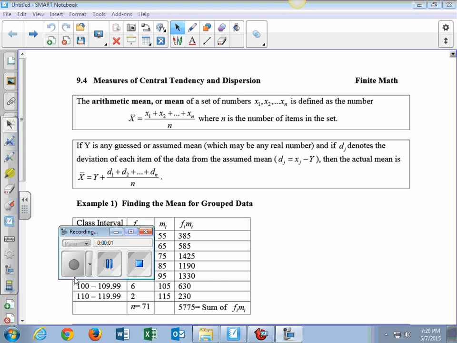Okay, so today we're going to be working on section 9.4 for finite math. We're going to be doing arithmetic mean, and we're also going to be finding the median of group data, and the mean will be for group data as well.